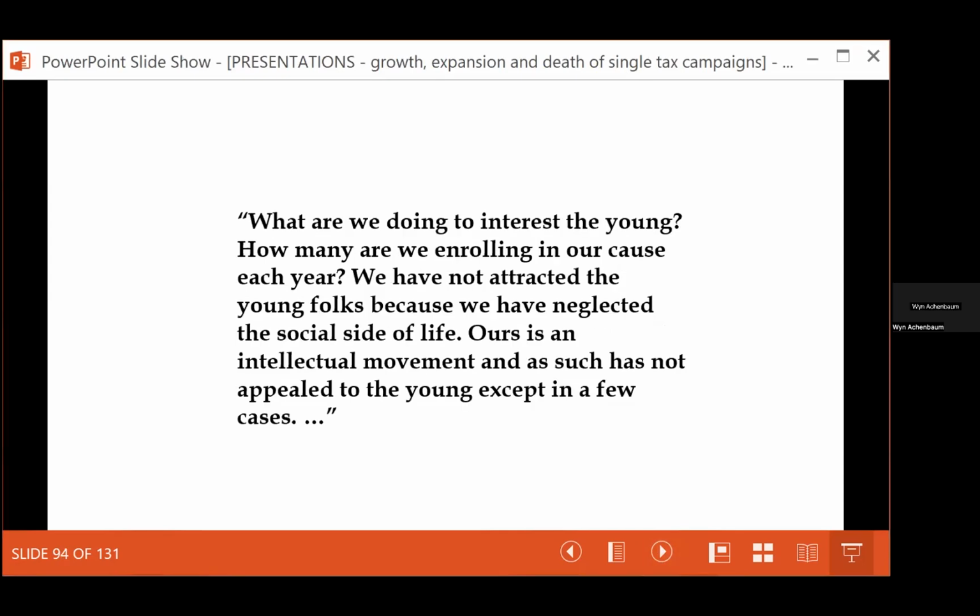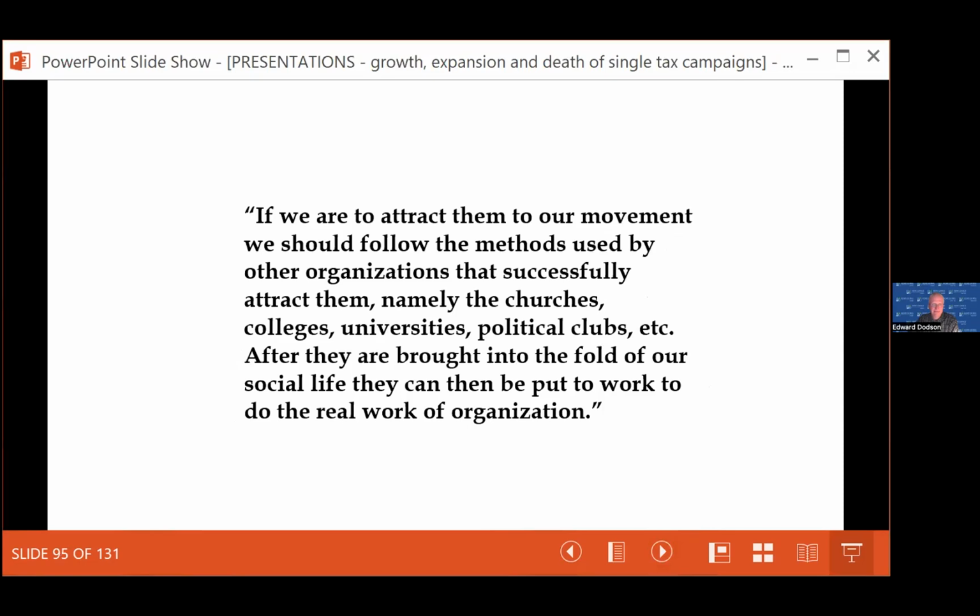What are we doing to interest the young? How many are we enrolling in our cause each year? We have not attracted the young folks because we have neglected the social side of life. Ours is an intellectual movement and as such has not appealed to the young, except in a few cases. And finally, if we are to attract them to our movement, we should follow the methods used by other organizations that successfully attract them, namely the churches, colleges, universities, political clubs, etc. After they are brought into the fold of our social life, they can then be put to work to do the real work of organization.